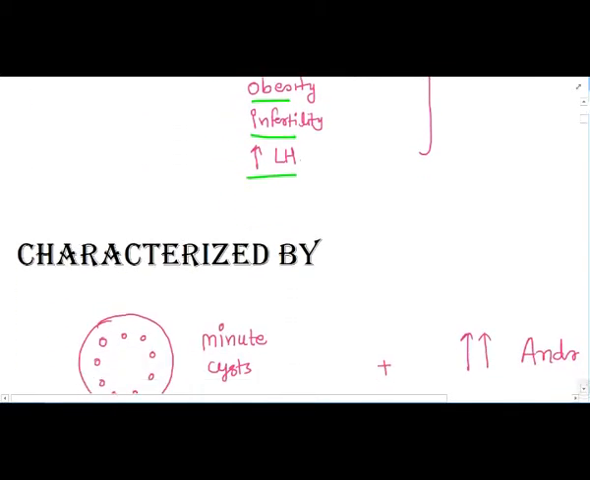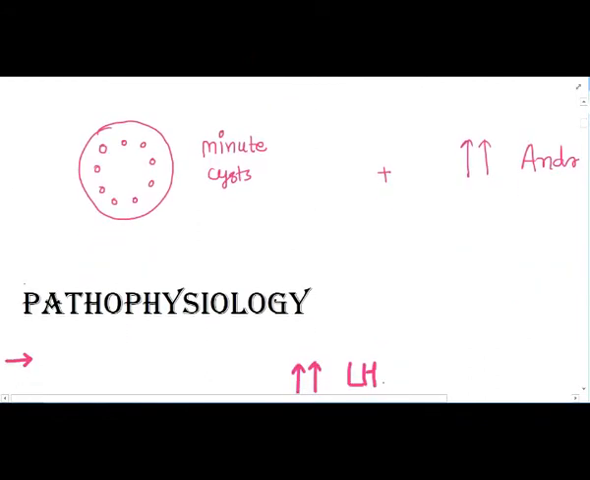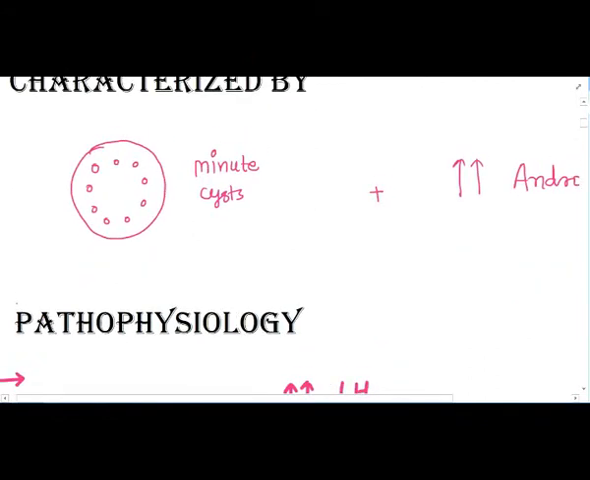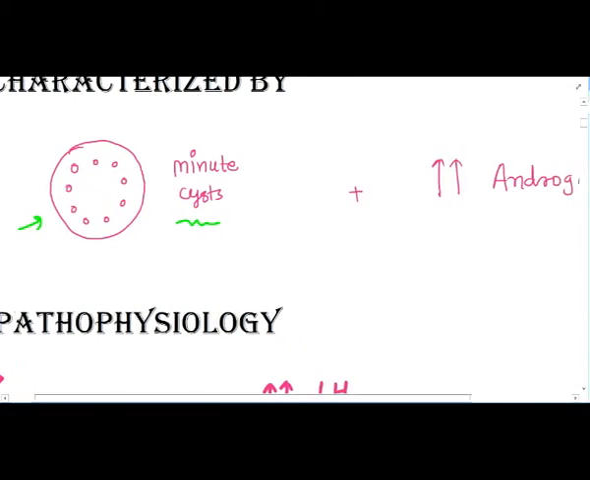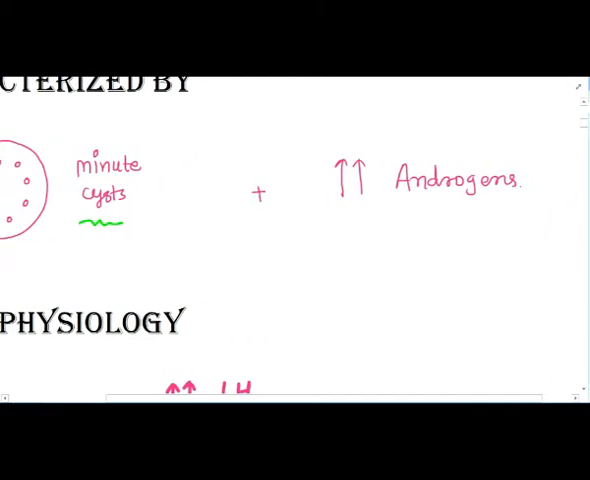PCOD is characterized by two things basically. There are minute cysts in the ovaries. You can see here, this is the ovary, and there are very small, multiple cysts available. Plus there is hyperandrogenism.